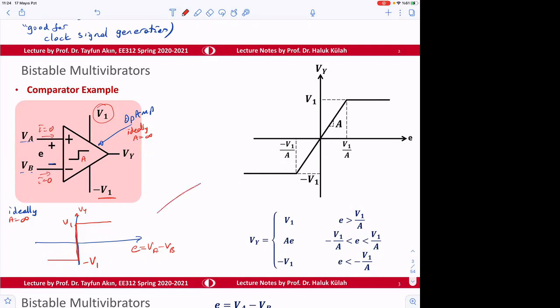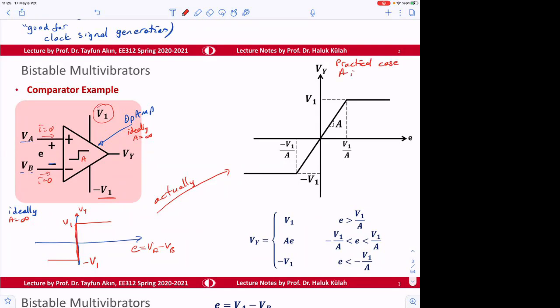But actually, the gain is never going to be infinity, and the signal is going to be like this. Okay, so this is the practical case.